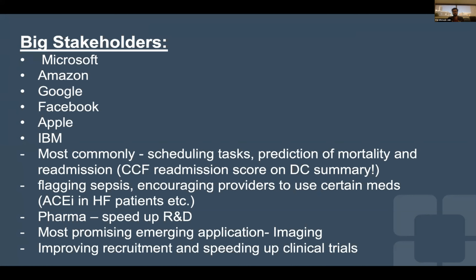And the big pharma companies, that's a big one. They're using AI to speed up the process of R&D. And I think given the interest that we saw this year with the COVID vaccine being developed in 1 year instead of the traditional 40, 50 years to develop a good vaccine, I think that's kind of a reflection of where that field is headed.